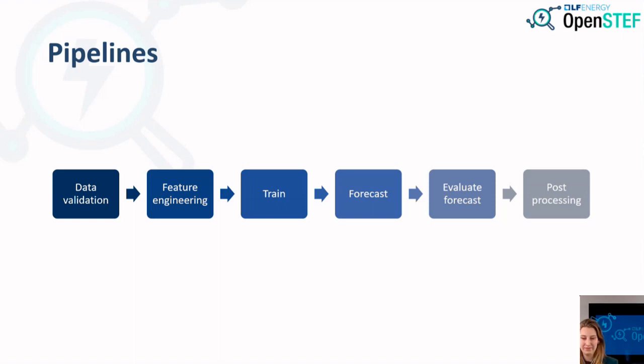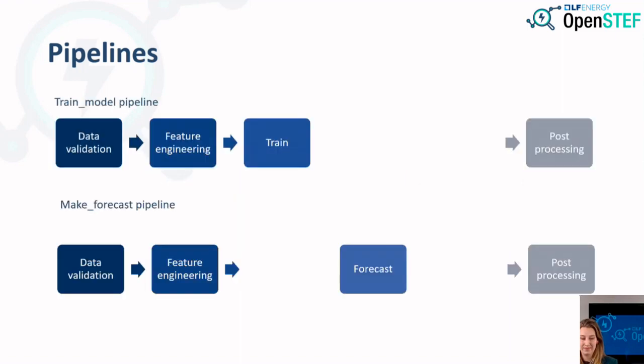These steps contain, for example, data validation, feature engineering, training a model, making a forecast, evaluating such a forecast, and even some post-processing steps. So all these required machine learning steps are combined within a pipeline, making it quite easy to perform the task. For example, we have separate pipelines for training a machine learning model, where we do data validation, feature engineering, and then train a model, and also one for making a forecast and some others, as you will experience during the workshop later on.